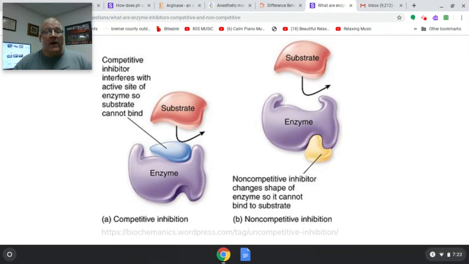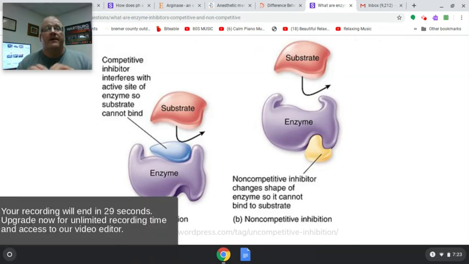All of these are ways that Mother Nature controls enzymes: temperature, pH, cofactors, coenzymes, and inhibitors, so that we can have these chemicals interacting with substrates when and where we need them to.